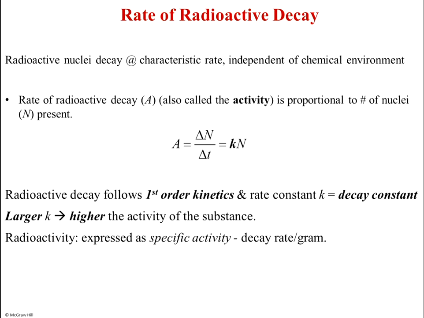k then becomes our rate constant, and for nuclear physicists, they call it the decay constant. And so a larger k means we have a higher activity, a higher rate for our process. Radioactivity is typically expressed in specific activity, that is the decay rate per gram of substance, because you're typically not working with a pure radioactive substance. You're dealing with a radioactive substance in very low concentration within some other matrix.